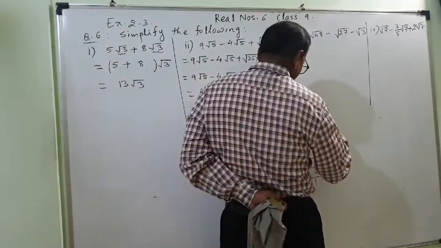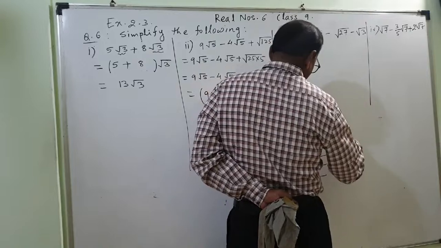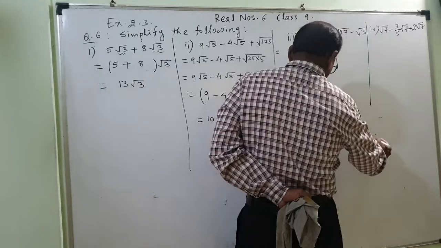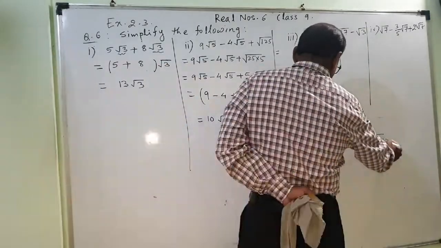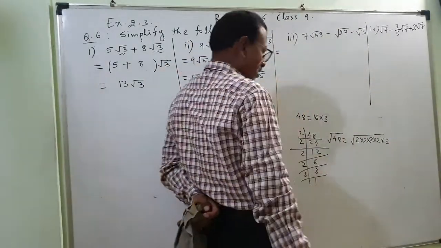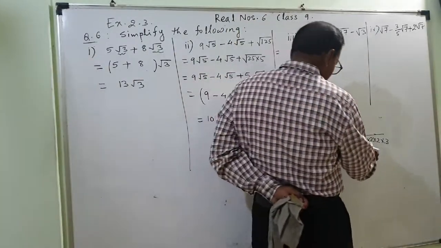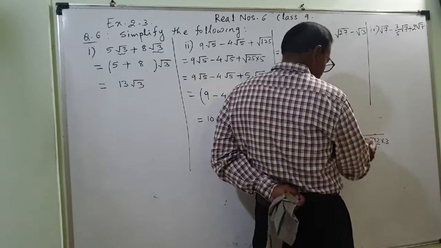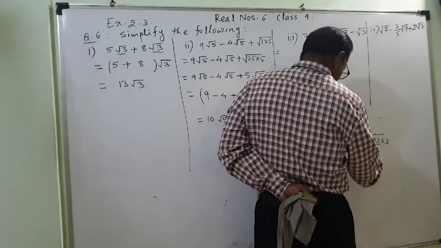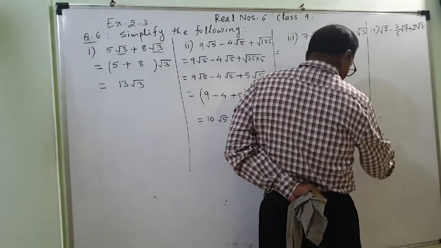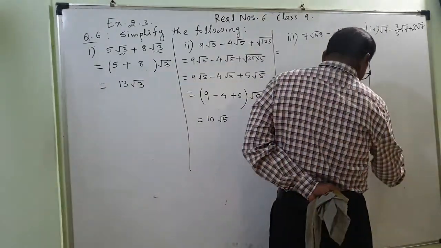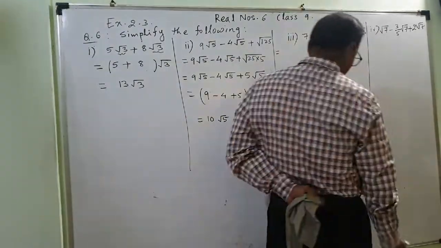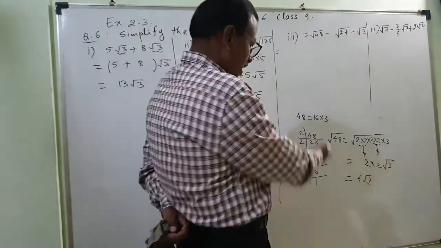So this root of 48 I can write like this: 2 into 2 into 2 into 2 into 3. This way I can write. It is the square root, so make the pairs of 2 numbers. For this, take this 2, for this, take this 2, and this doesn't have a pair, it will remain, and that is equal to 4 root 3. If you don't know, you can go this way.